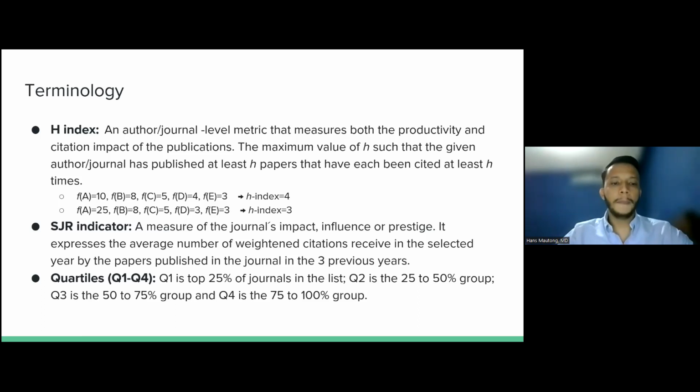Okay, so basically Q1 journals, based on the SJR indicator, which is the measure to measure the impact or the influence. So top journals will be at quartile one, and the next 25% would be quartile two. So you have to keep that in mind.